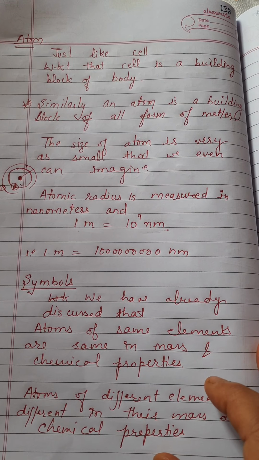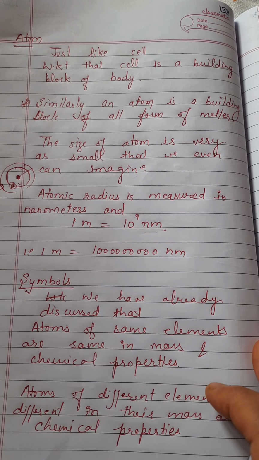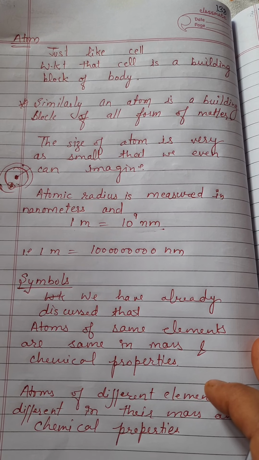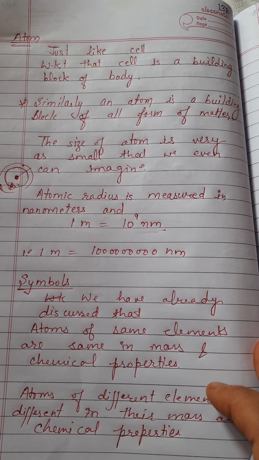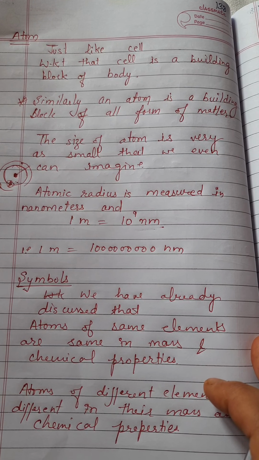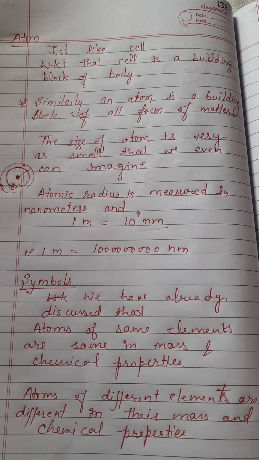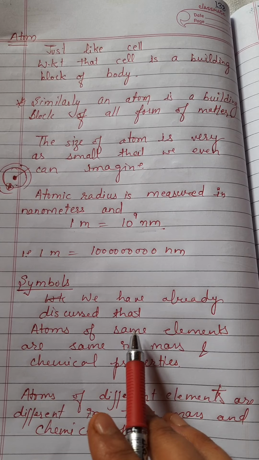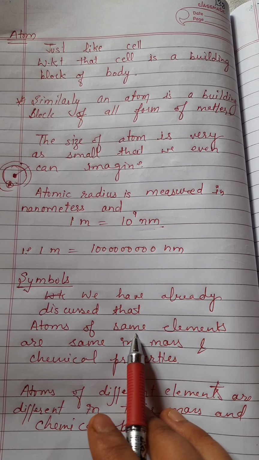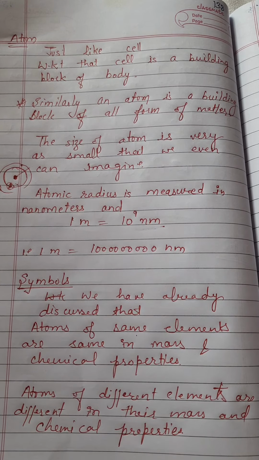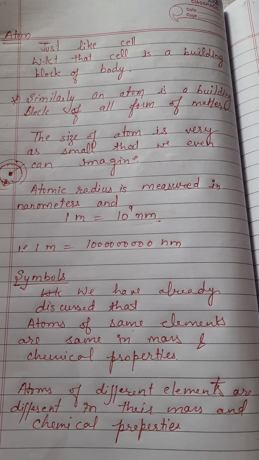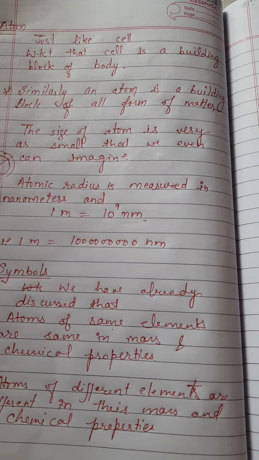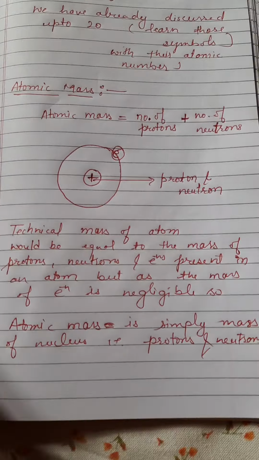Symbols. We have already discussed how we represent different elements with different symbols. I have given you a list up to 20. Learn that. We have already discussed Dalton's atomic theory: atoms of a given element are similar in mass and chemical properties. Atoms of different elements are different in their mass and chemical properties.